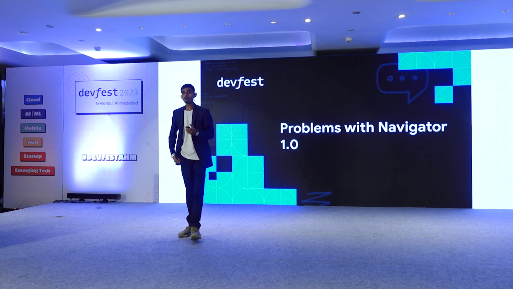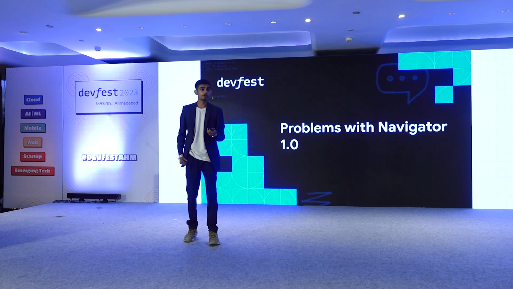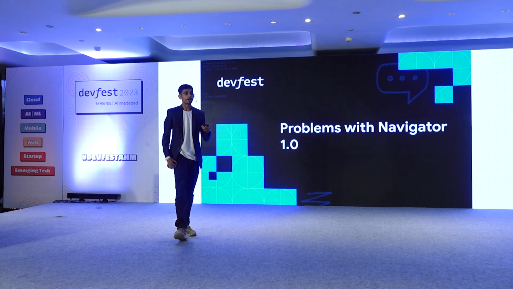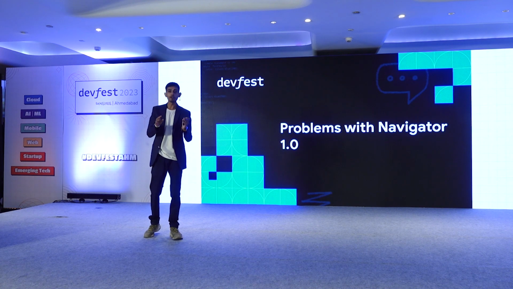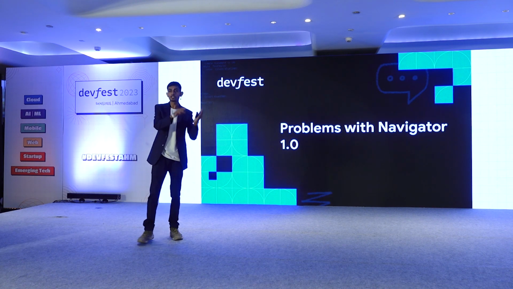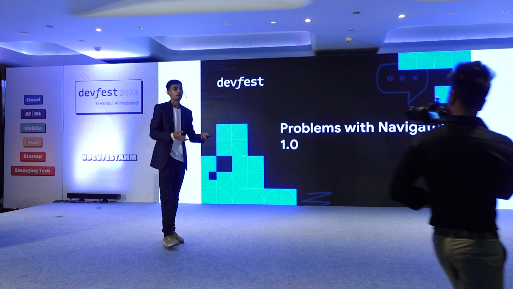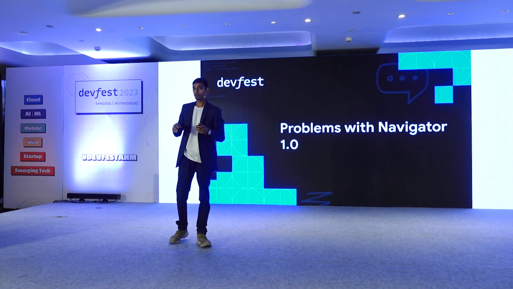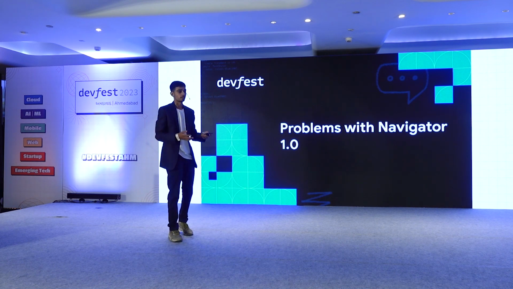Okay, so now let's understand the problems with Navigator 1.0. Now, what was Navigator 1.0? In the last slide, I showed you some snippets of code for navigating from one screen to another. Those code were from Navigator 1.0. There are some problems with Navigator 1.0 that we are going to discuss today, and at the end, we are going to discuss how we can solve those things. All right?